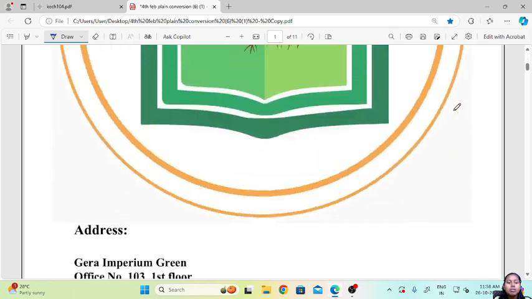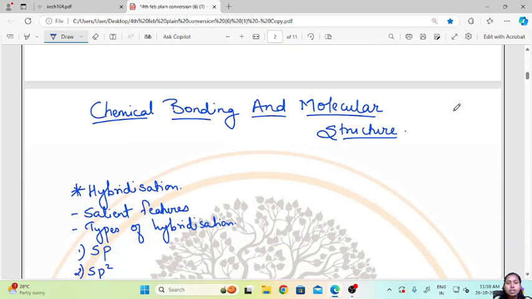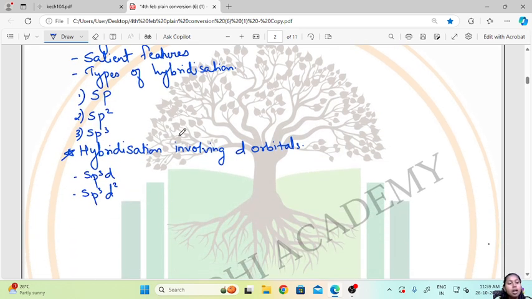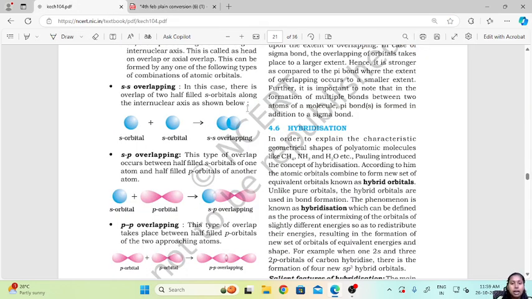So today we'll continue with the chapter that is chemical bonding and molecular structure. Today we'll basically deal with hybridization, features of hybridization, types of hybridization. There are three main types of hybridization: sp, sp2 and sp3. Other than these three, we'll also be learning about the hybridization involving d orbitals, and they are sp3d and sp3d2. So let's start. First, let's start with hybridization.